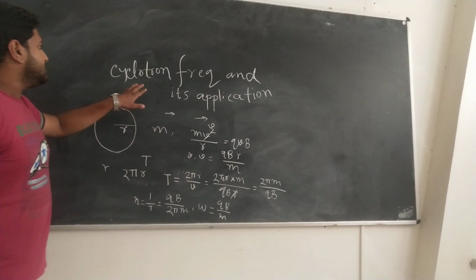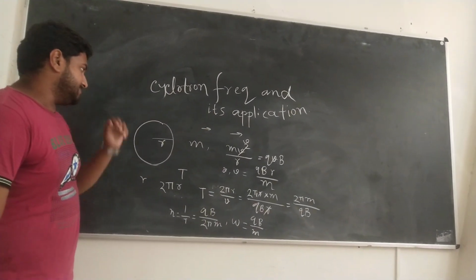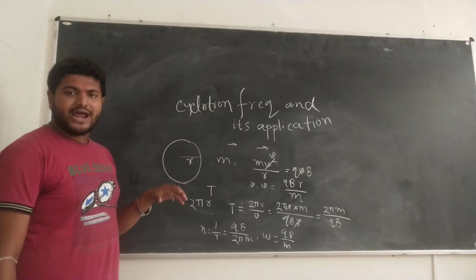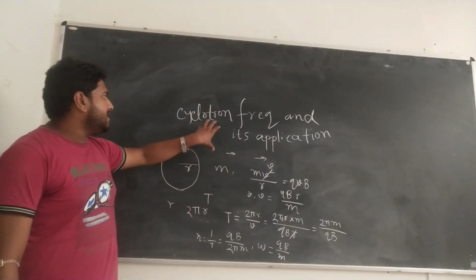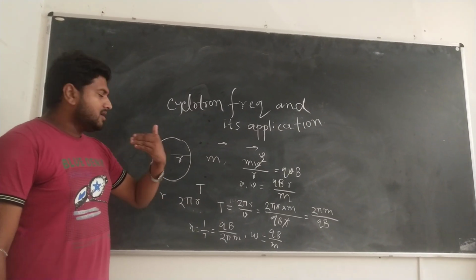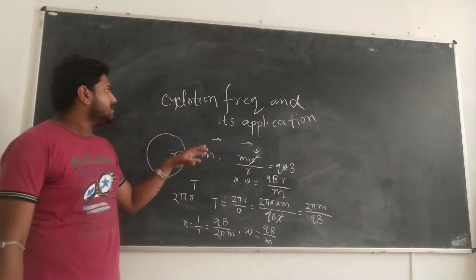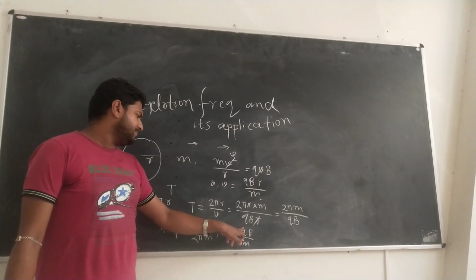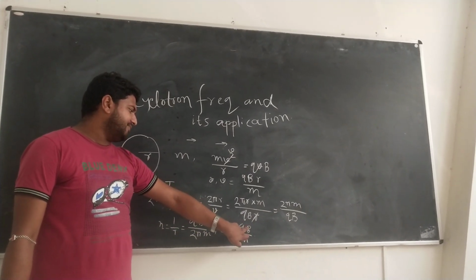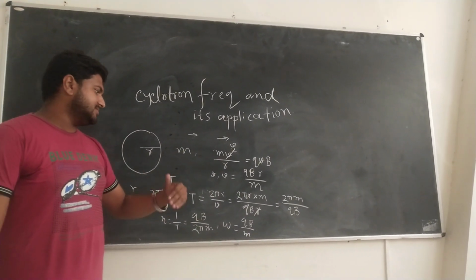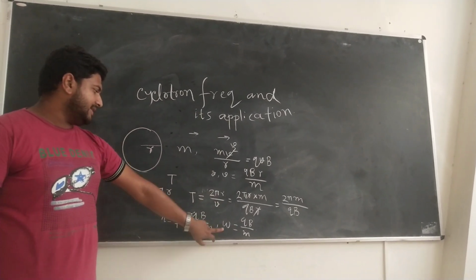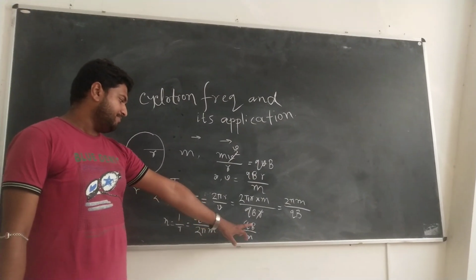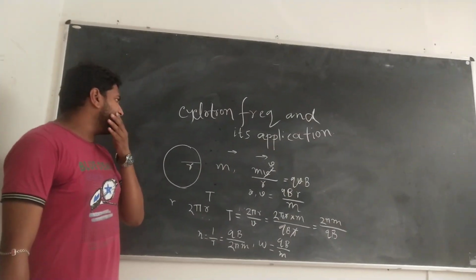Now this cyclotron frequency has many applications. In nuclear physics experiments, when the charged particle is moving around and is accelerated, it can be used, and also in medical science for the treatment of cancer. This frequency depends upon the magnetic field: the stronger the magnetic field you apply, the higher the frequency, and with mass it is inversely proportional. So this is the concept of cyclotron frequency and its application.